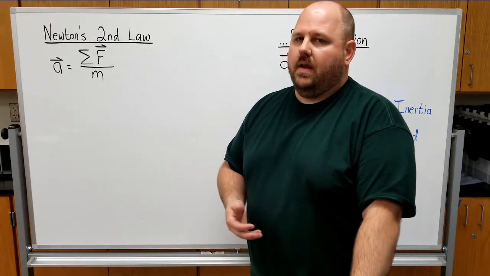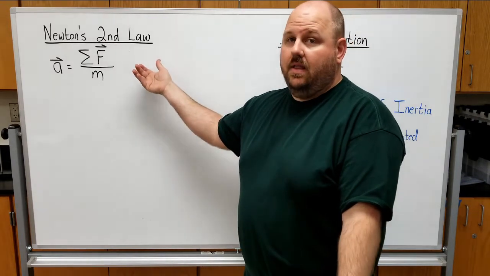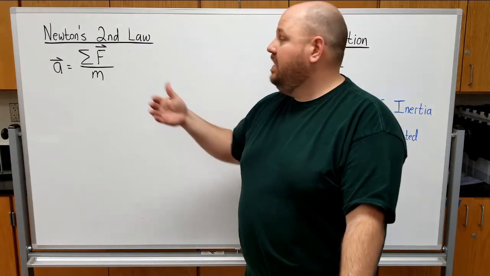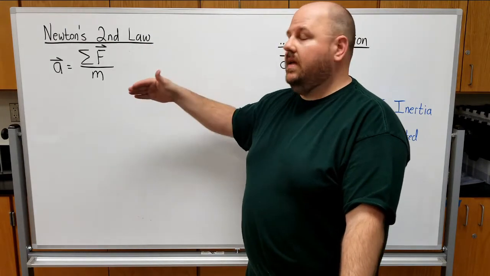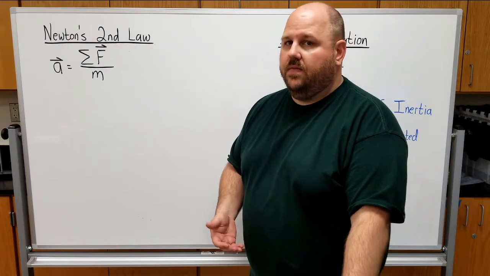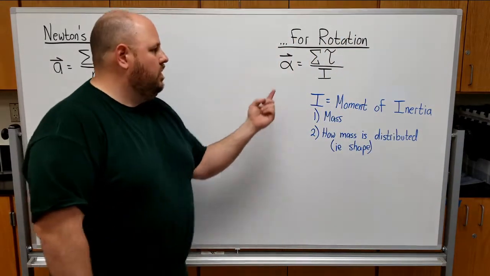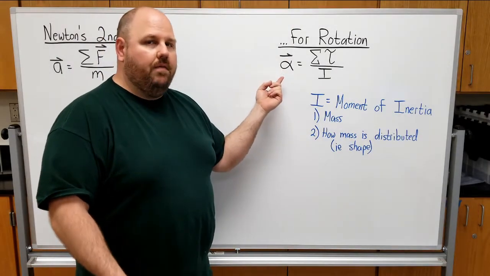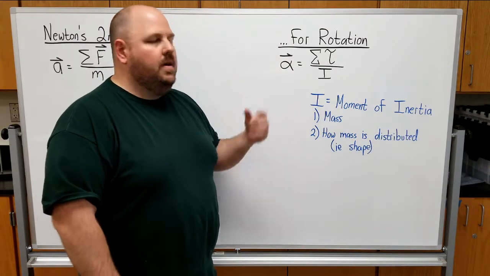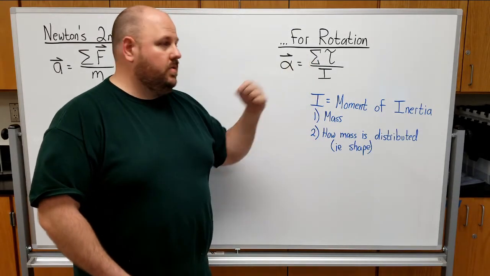Now if we go way back in the Wayback Machine to the very beginning of the year, we should recognize Newton's second law for things moving in lines. The acceleration linearly is equal to the net force over the mass. Well, there's a very similar relationship for things that are rotating. So Newton's second law for rotation, well, instead of a, we would use alpha for angular acceleration. Instead of the force, it's the torque. Torque is what causes things to rotate.